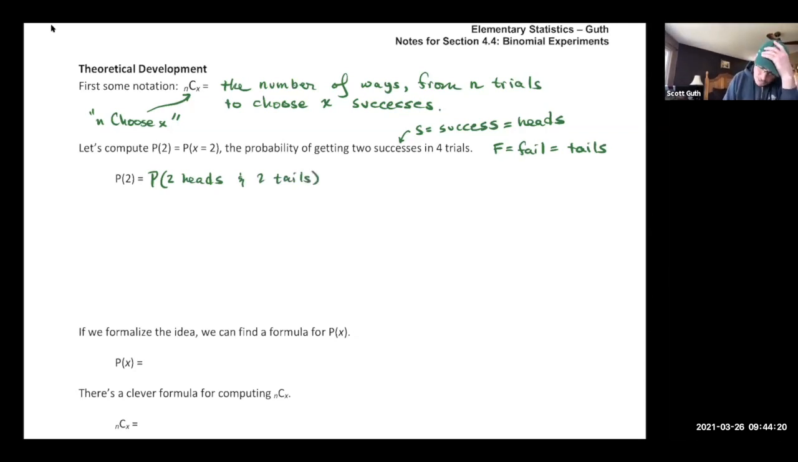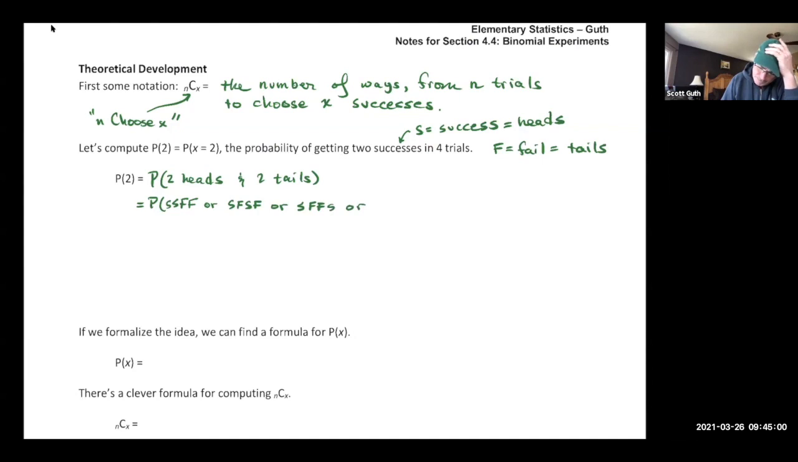Well, you have to list all the ways you can do it. So let me show you what I mean. You could do 2 heads and 2 tails, just like that. And there you've done it. Okay, but that's not the only way to do it. You could get success, fail, success, fail. That's a head, a tail, a head, a tail. Or you could get a success, a fail, and a success.